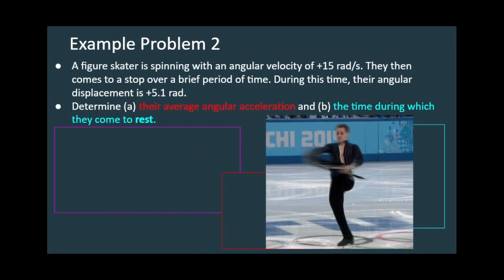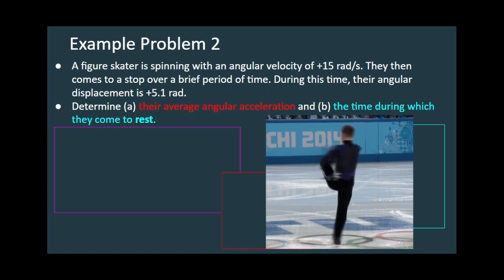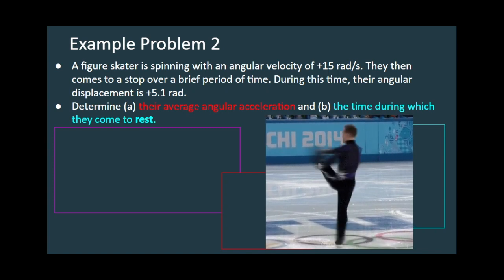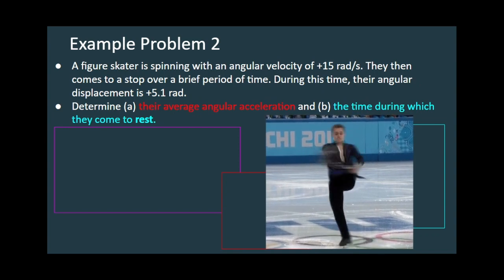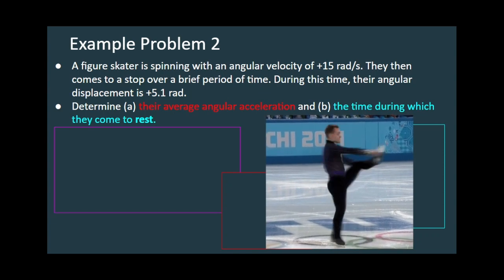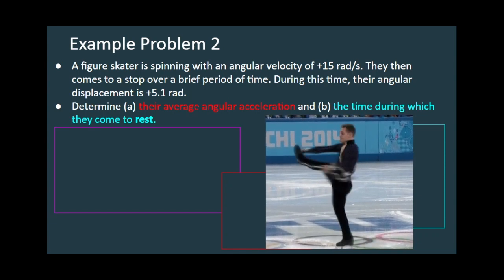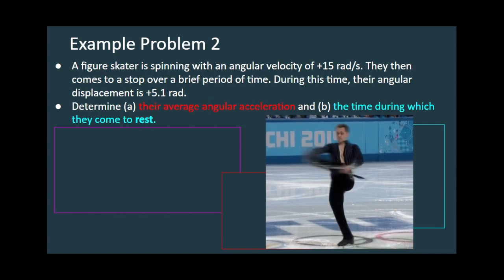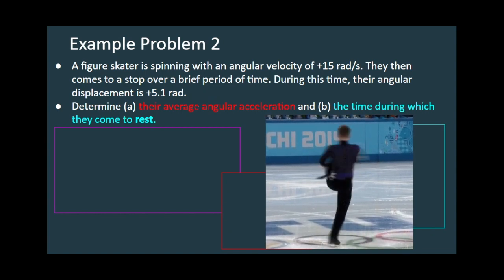Let's take a look at another example problem here. So this problem says a figure skater is spinning with an angular velocity of positive 15 radians per second. They then come to a stop over a brief period of time. During this time, their angular displacement is positive 5.1 radians. Determine their average angular acceleration and the time during which they come to rest.